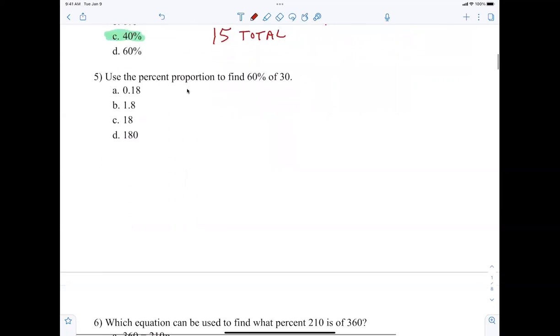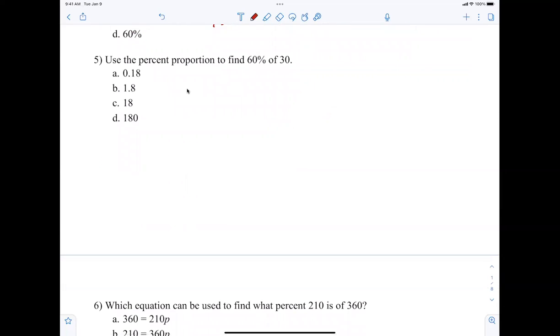All right, 60% of 30. I don't like to write the proportion. I'm just going to say 60% is what decimal? 0.6. Then we'll multiply that by what? 30. So what's 60% of 30? Everybody good with that being C? Everybody good?